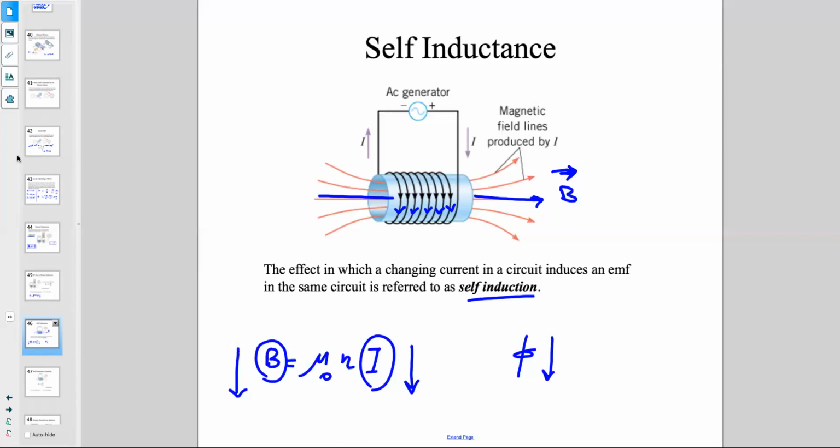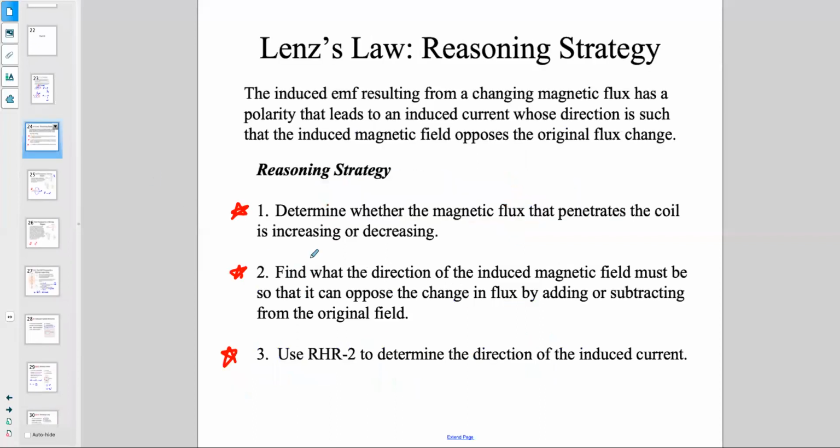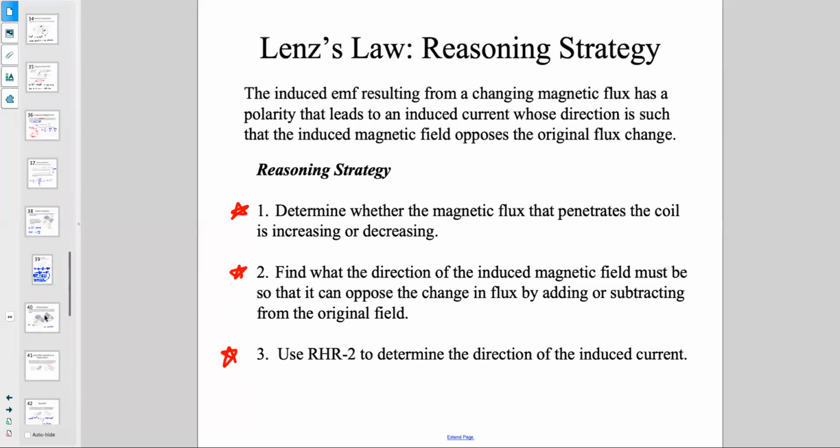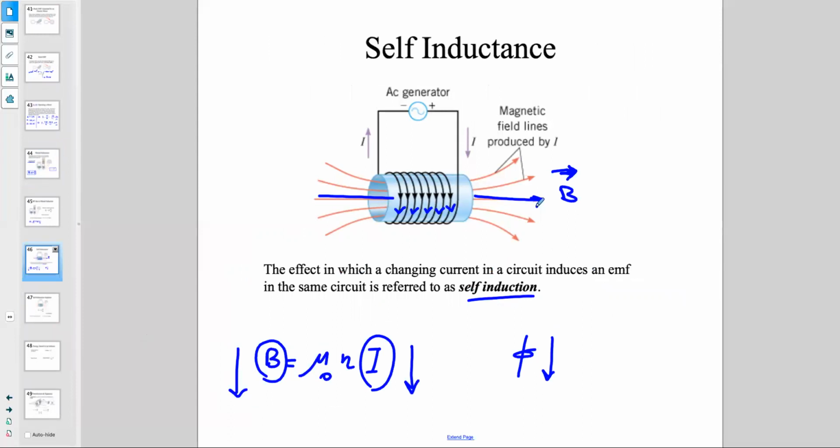Remember, I talked about the strategy that you need to have. Find the direction of the induced magnetic field so that it can oppose the change in the flux by adding or subtracting from the original field. So in this case, it has to be in the direction to add to the original B field, because the original B field is decreasing. So it has to be in a direction to oppose that change. So it has to be in the same direction.